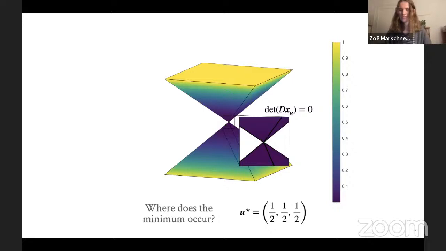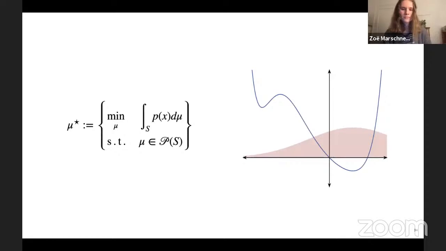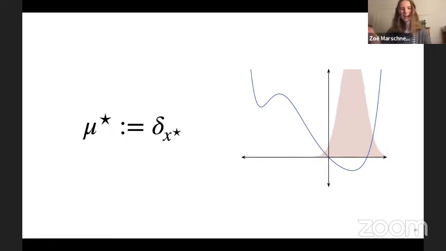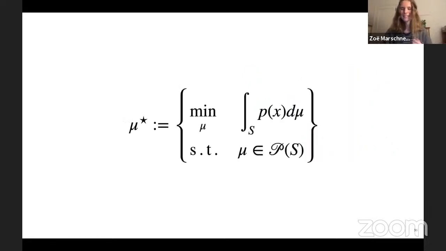But one thing we might want to do in addition to this is find not just the actual value of the minimum Jacobian determinant, but also the location at which that minimum occurs. One way we can formulate this problem is as finding a measure that gives the minimum value when we integrate our polynomial against it. If we think about this, clearly the optimal measure is just a delta function supported at the minimum of that polynomial. And so this gives us a really great, simple, intuitive problem that will let us solve the argmin problem.